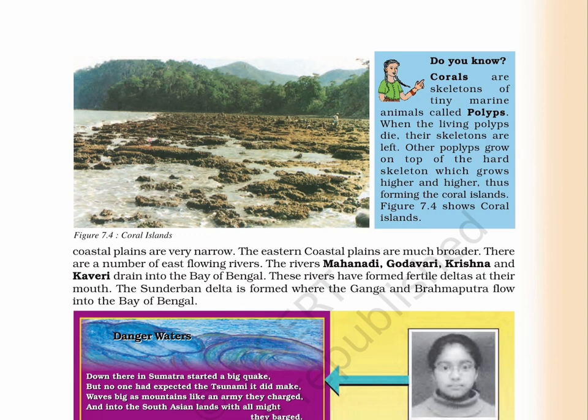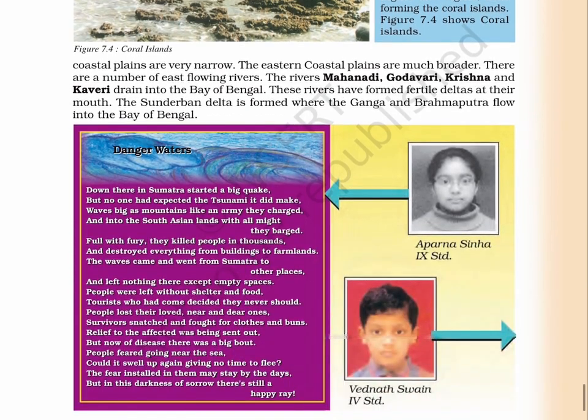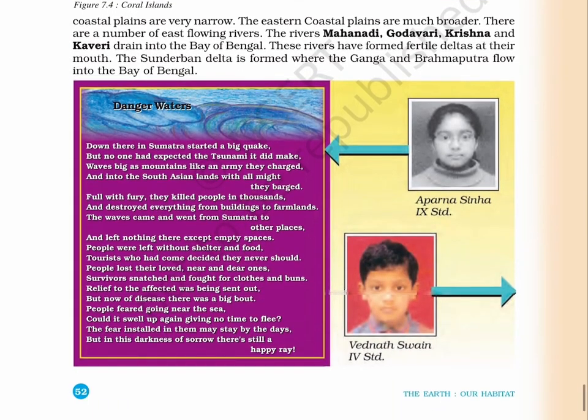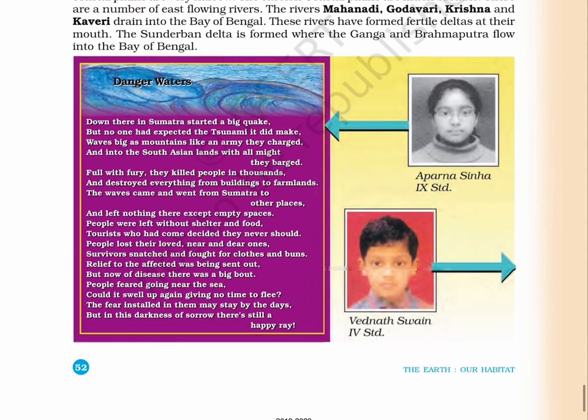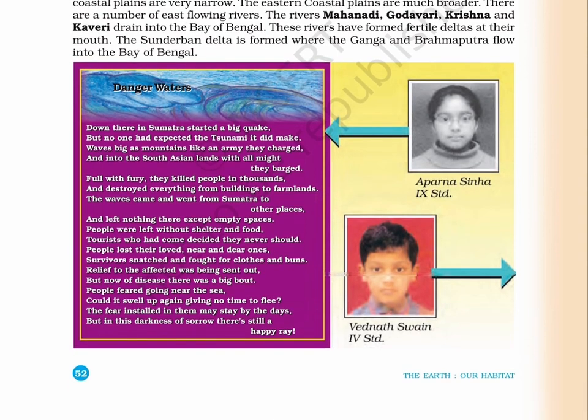Here's a poem written by Aparna Sinha of 9th Standard. The title of the poem is Danger Waters. Down there in Sumatra started a big quake, but no one had expected the tsunami it did make. Waves big as mountains like an army they charged, and into the South Asian lands with all might they barged. Full with fury, they killed people in thousands and destroyed everything from buildings to farmlands. The waves came and went from Sumatra to other places and left nothing there except empty spaces.